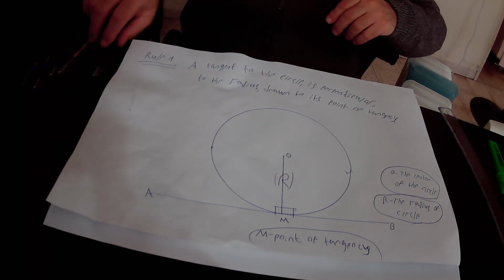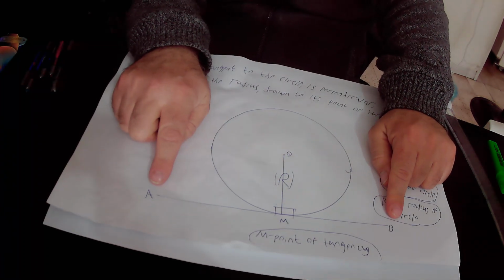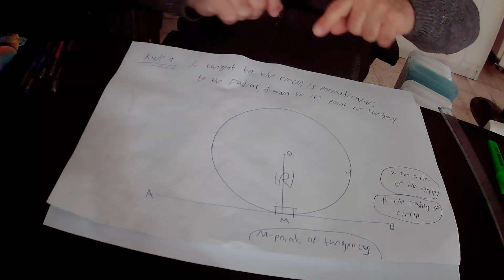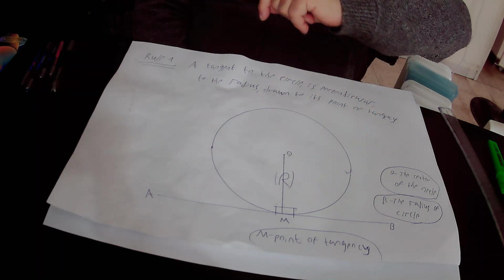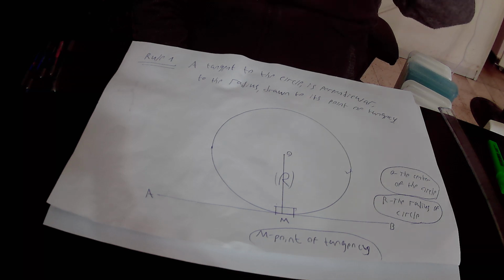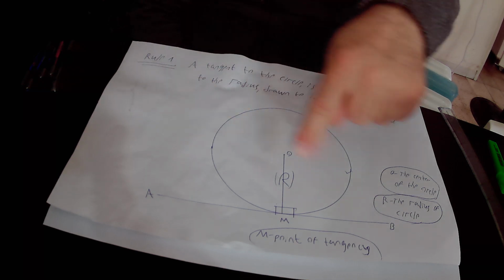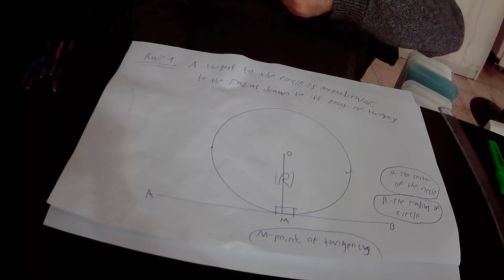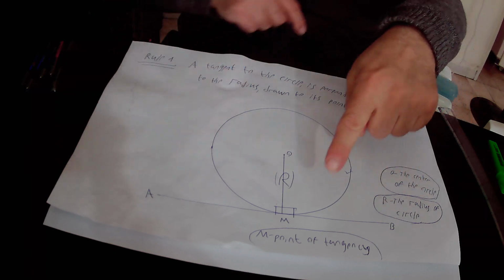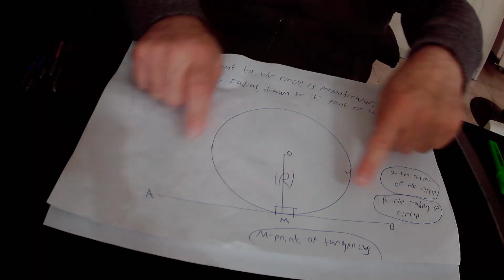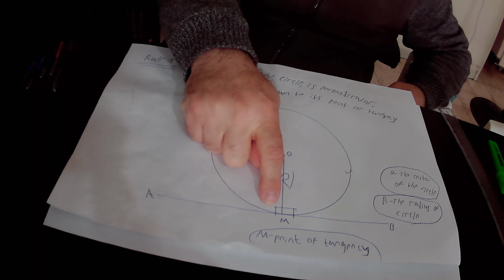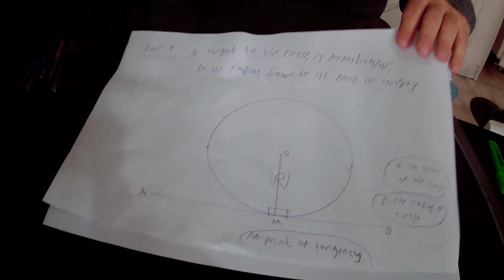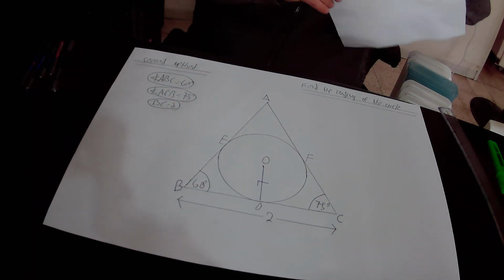So we have here tangent AB, that is tangent to this circle at point M. Point M is the point of tangency. And we have the radius OM that is drawn to point M. Whenever you have a radius drawn to the point of tangency, then tangent AB will be perpendicular to the radius MO. If AB is perpendicular to MO, it means that this angle equals 90 degrees and this angle equals 90 degrees according to rule number 1. We can implement rule number 1 in our drawing.